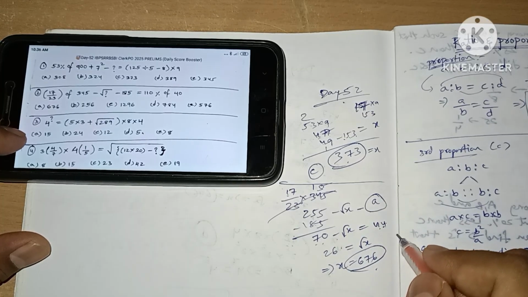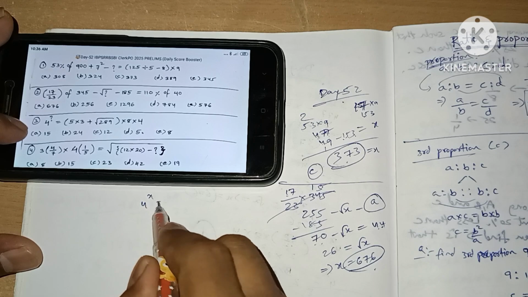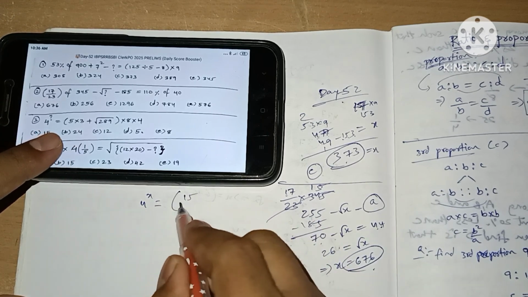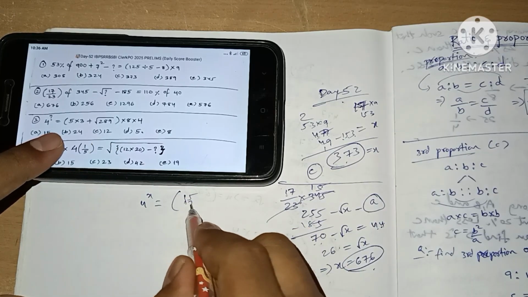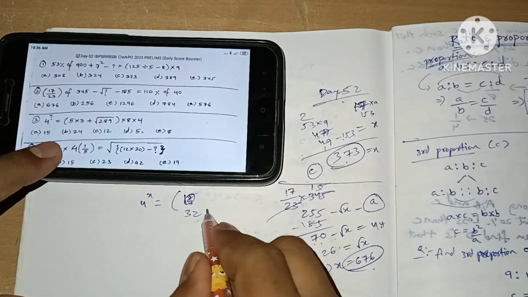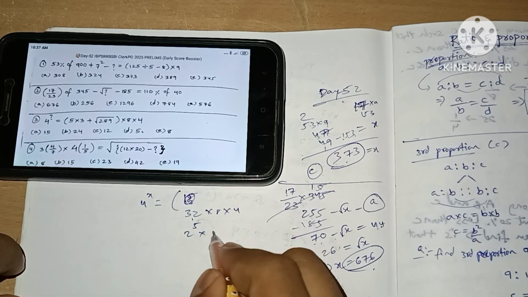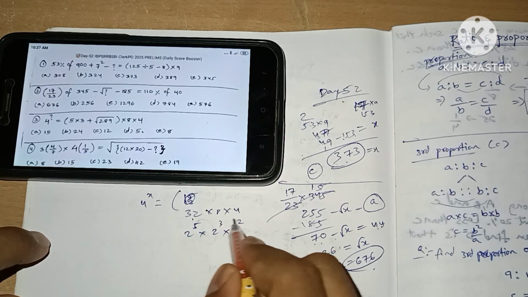Okay. Next, third question. 4 power x equals to 5 3 times 15. 15 plus root over 289, which means 17. This will be 15 plus 17, which is 32. 32 into 8 into 4. This is 2 power 5. This is 2 cube. This is 2 square. 5 plus 3, 8. 8 plus 2, 10.